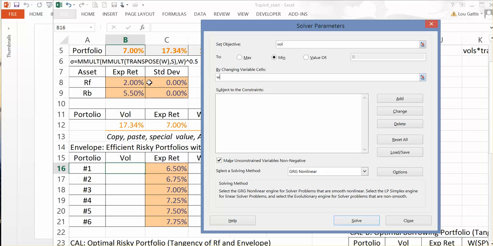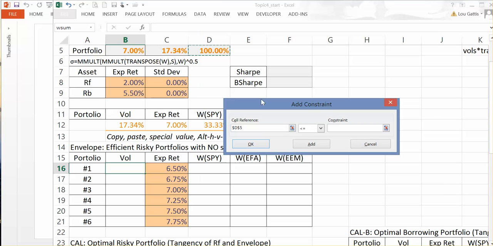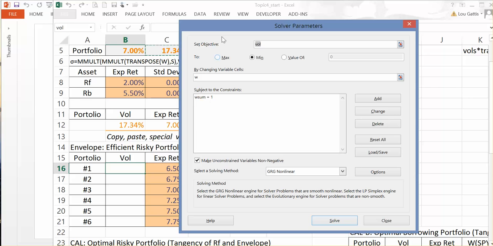By changing the 3 weights, those 3 weights are 33% right now. That W is that vector of 3 weights, or named range of 3 weights. I want to add a constraint that the sum of the weights is equal to 100% or 1. So that makes sure that all the money gets invested.